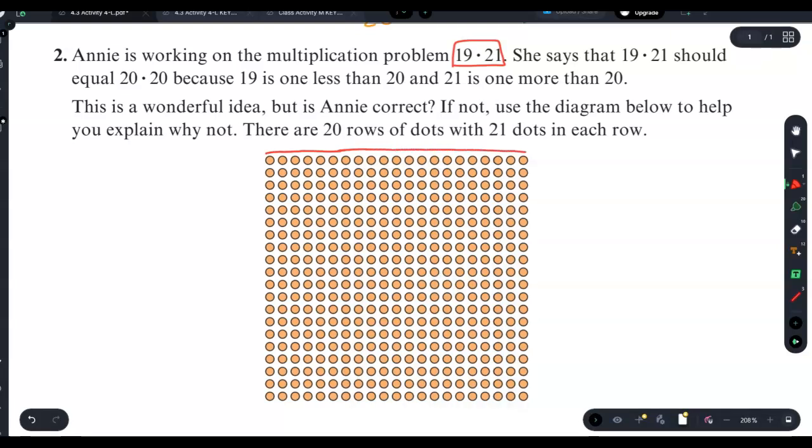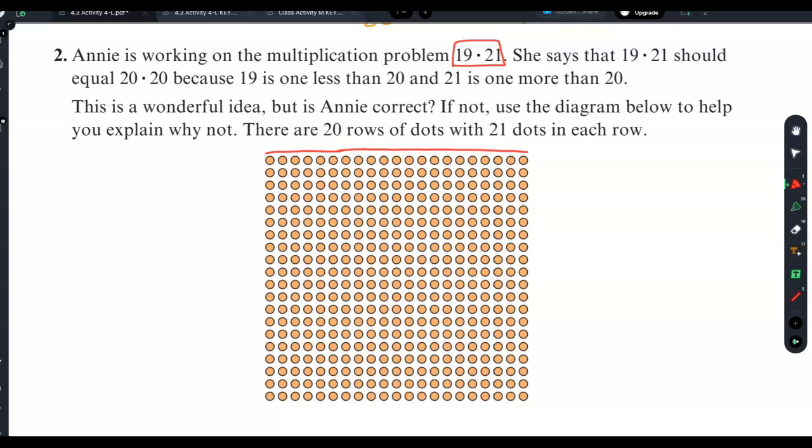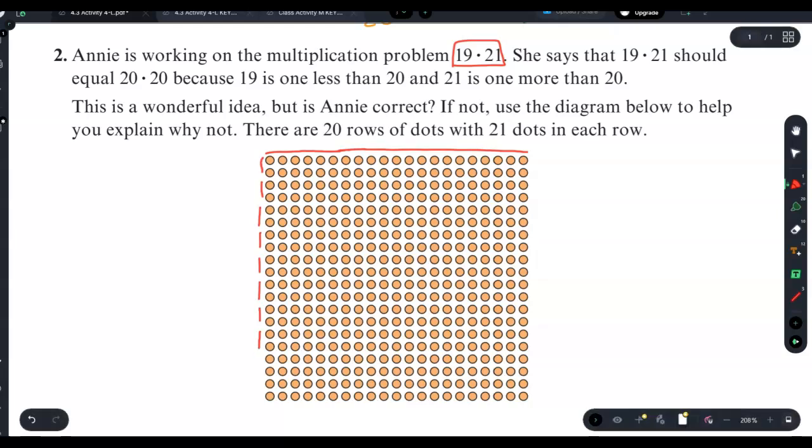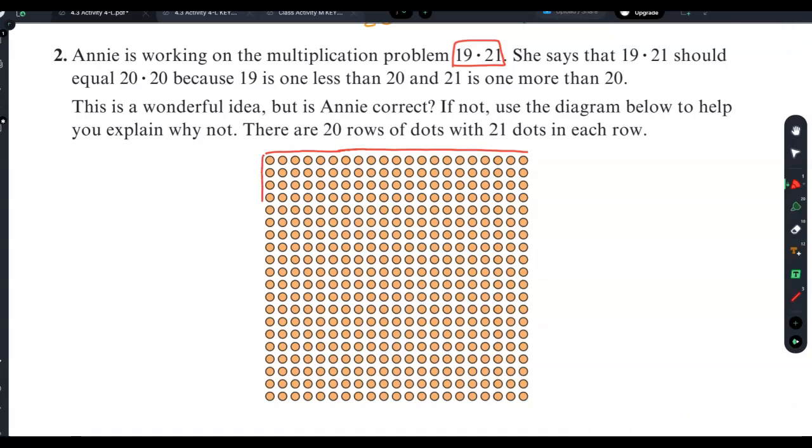And then I'm going to do 19 rows. So 1, 2, 3, 4, 5, 6, 7, 8, 9, 10, 11, 12, 13, 14, 15, 16, 17, 18, 19. So all but that last row, right? And that makes sense. They said there were 20 rows, so I'm just not going to use the last one.